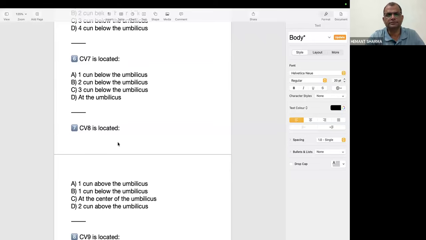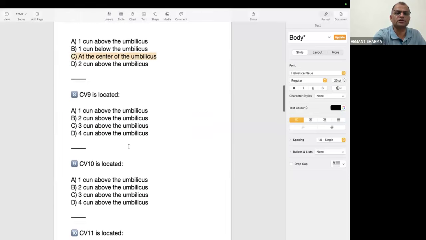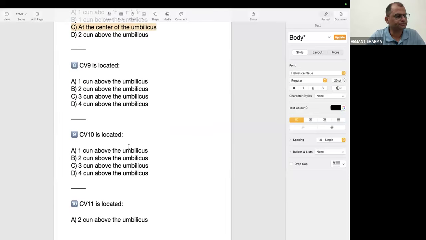Question number 6: CV7 is located 1 cun below the umbilicus. Question number 7: CV8 is located at the center of the umbilicus. Question number 8: CV9 is located 1 cun above the umbilicus.